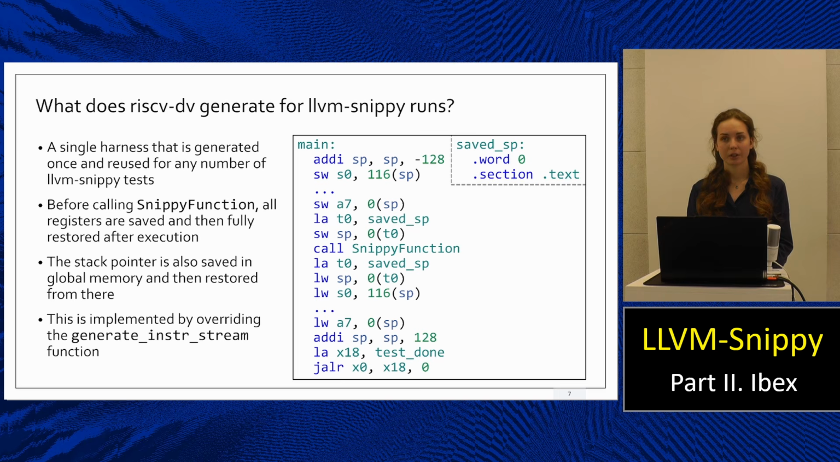The stack pointer is handled separately. Its value is written into global memory and then restored from there. This is needed because the stack may also be used inside the SnippyFunction, for example, to call internal functions. As a result, riscv-dv is responsible for correctly entering and leaving the LLVM-snippy code, while the generated code itself stays inside the function produced by LLVM-snippy.